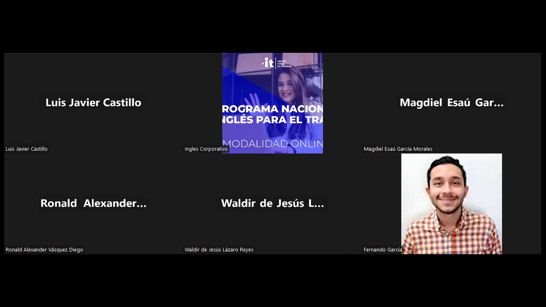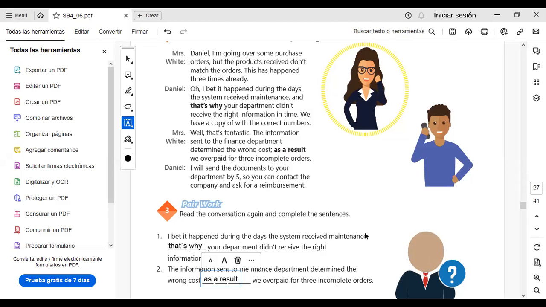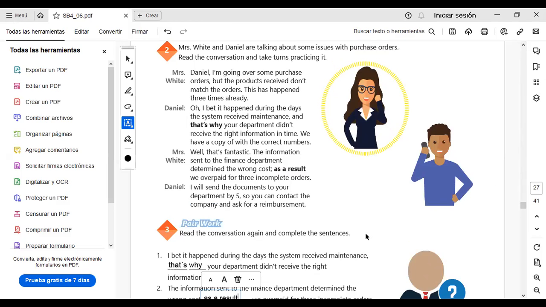Hello. We are reading. Hello. So what can we do? We read the conversation or just do the exercise? Reading and answer the question or complete the sentence. Okay. I'm going to share. Let me know if you can see the screen. Yes. Yes. Okay. So someone can be Mr. White and other Daniel. Okay, I'm Daniel. You are okay.